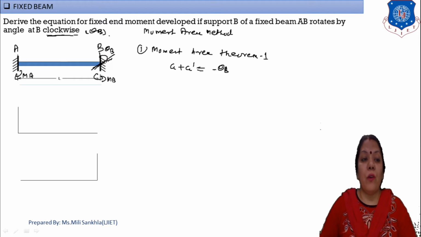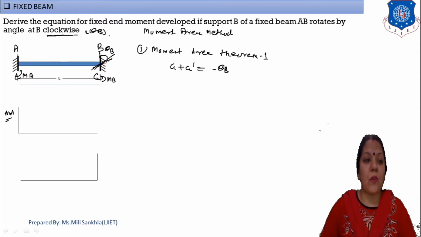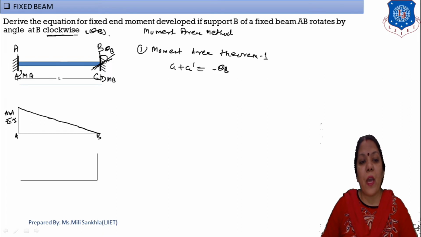Now one by one we draw the diagram for that. First, this is our clockwise moment of left hand side, that means plus. The height of this moment is equal to MA by EI, and this point is our A point and this point is our B point. Now simply connect these points. When I am drawing the diagram of MA, at that time MB is 0. Plus and distance is equal to L. This is the diagram for MA.